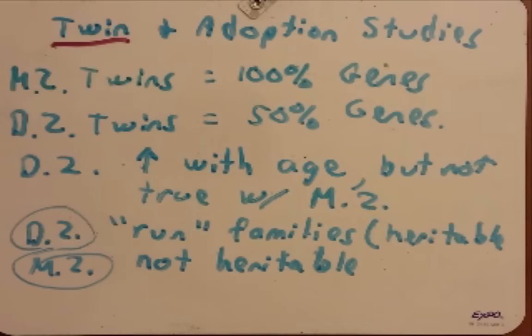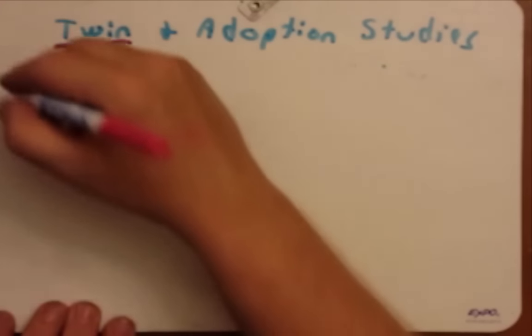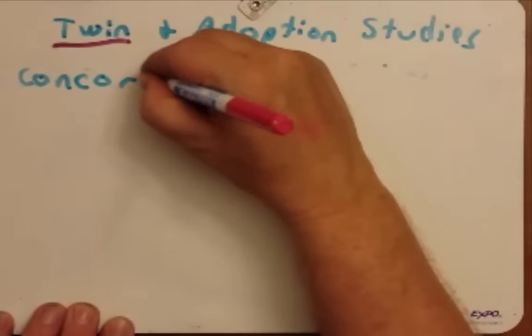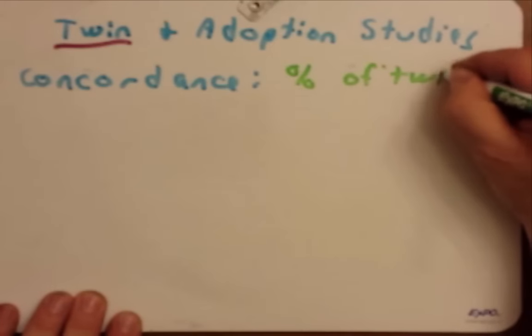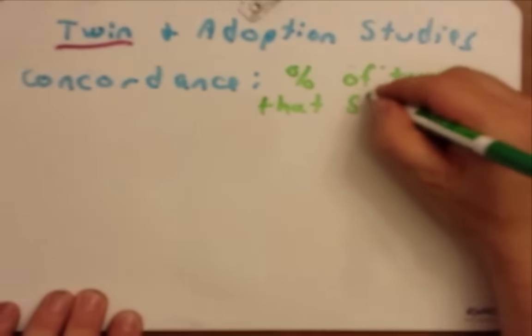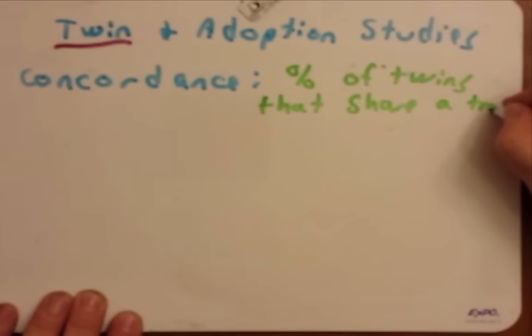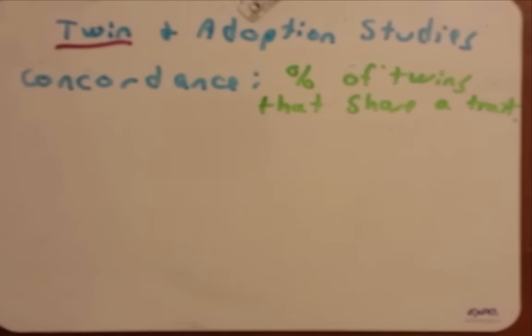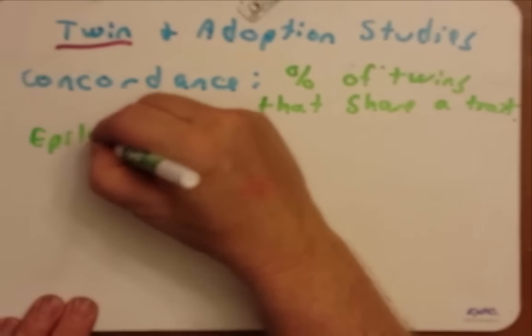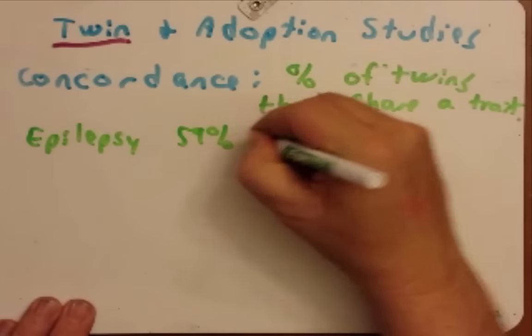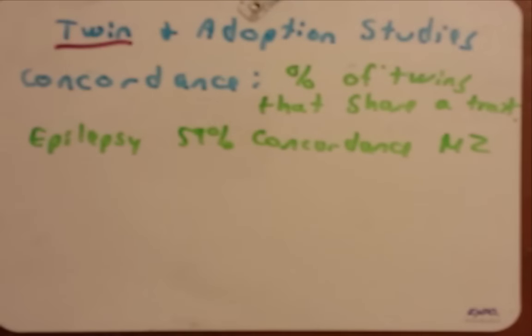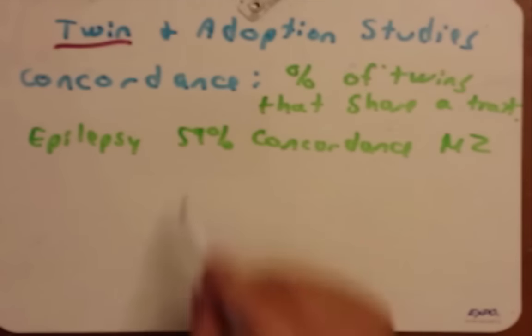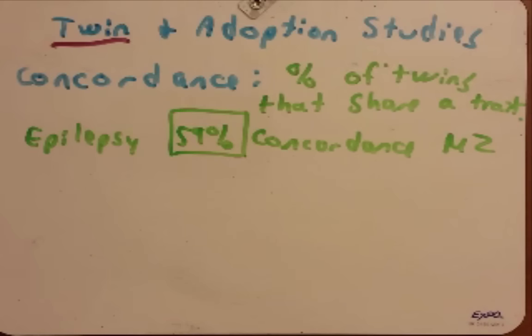So how do we use these studies? We use them by studying something called concordance. And concordance means the percent of twins that share a trait. Meaning if one twin has it, the other twin has it. So as an example, some studies have shown that epilepsy has a 59% concordance in monozygotic twins. What that means is that if one twin has epilepsy, 59% of the time, the other twin will also have it.